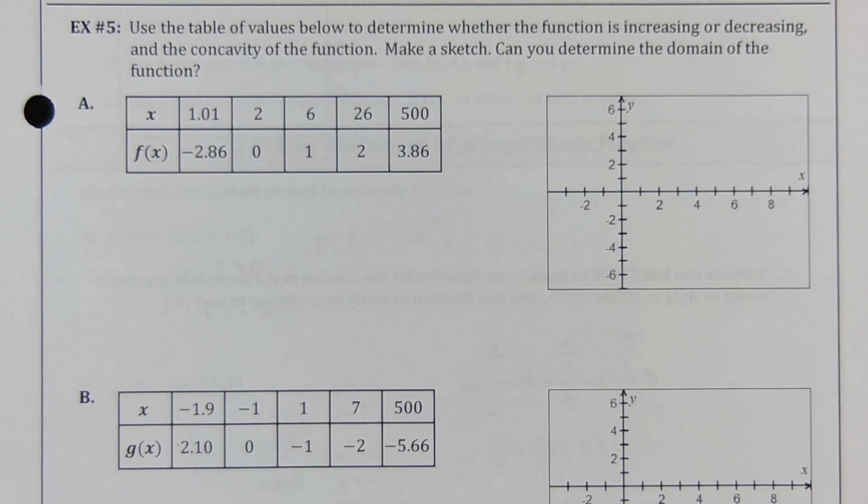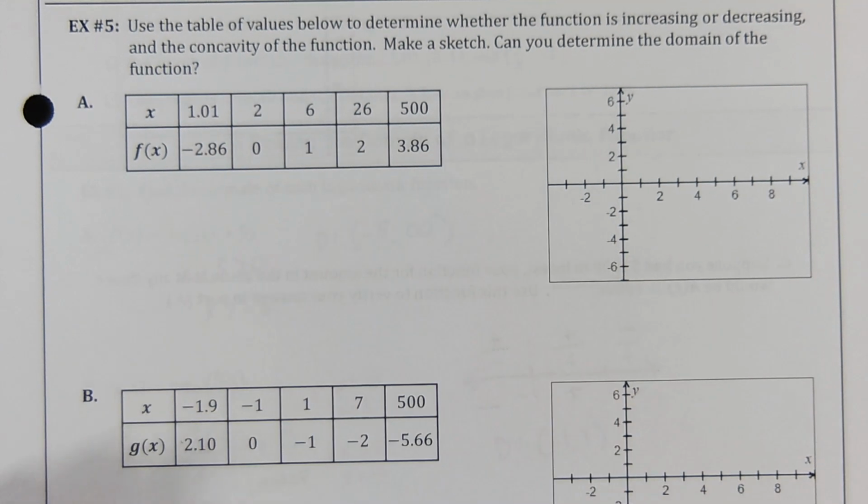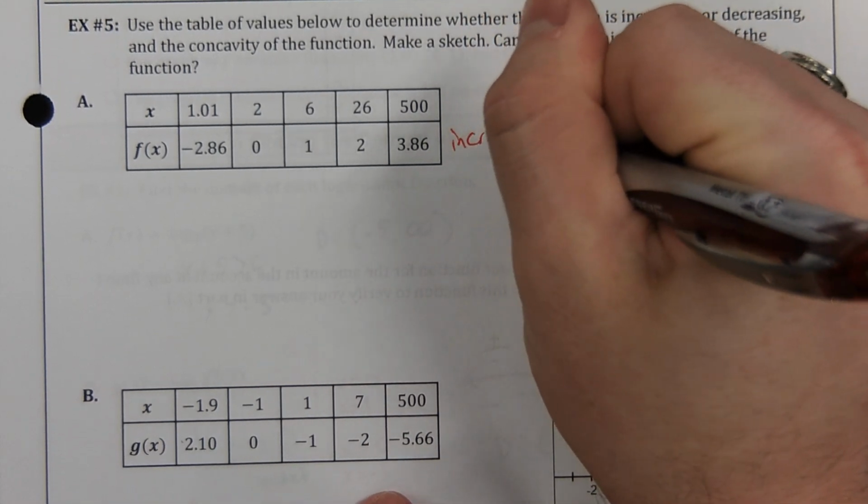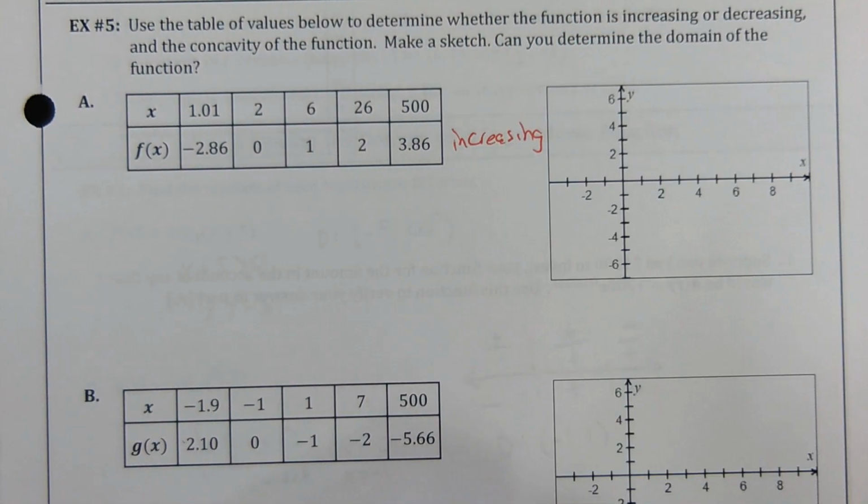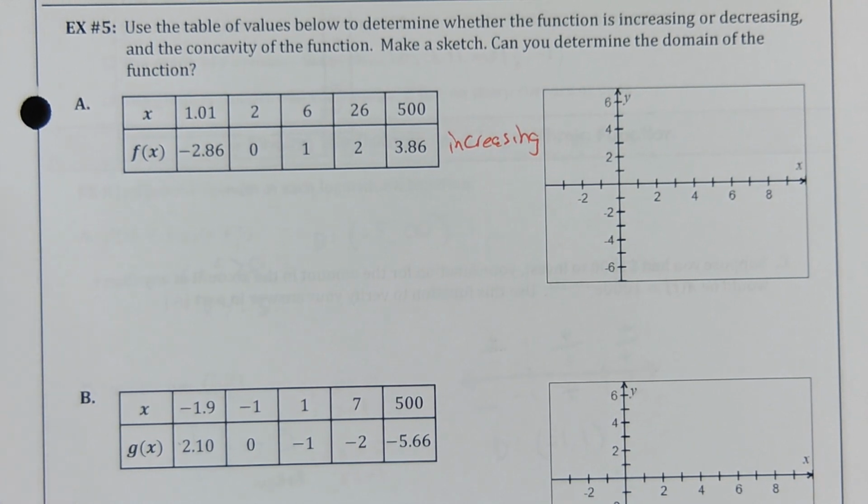Use the table of values to determine whether the function is increasing or decreasing, and then the concavity. I mean, literally, is it increasing or decreasing? Just look at the y values. It's clearly increasing. They started negative and went to positive, so clearly they are increasing. But the concavity, do you remember how to figure out the concavity?